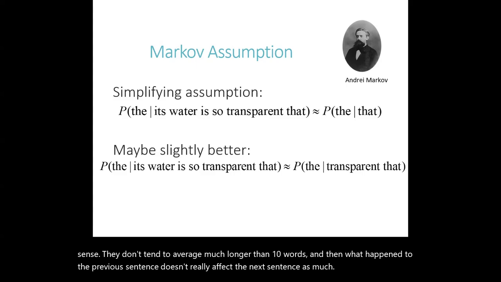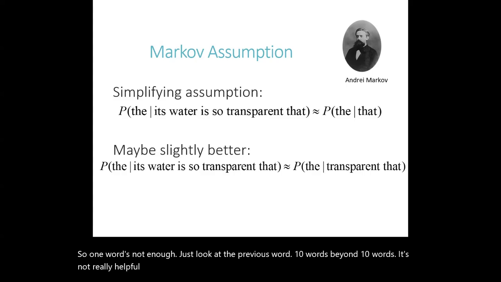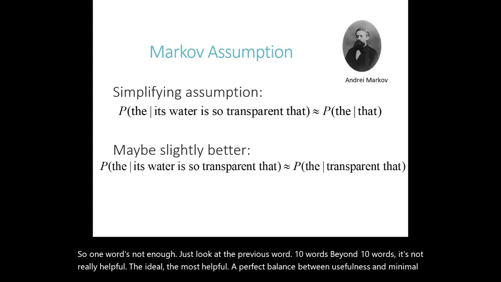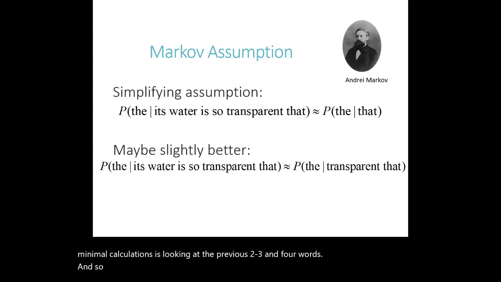So one word's not enough, just look at the previous word. Beyond 10 words, it's not really helpful. The ideal, the most helpful, a perfect balance between usefulness and minimal calculations is looking at the previous 2, 3, and 4 words. And so Markov's assumption is very helpful for us in language technology.